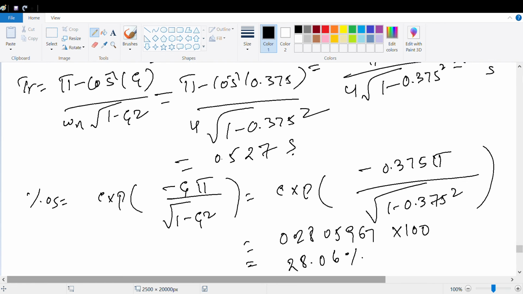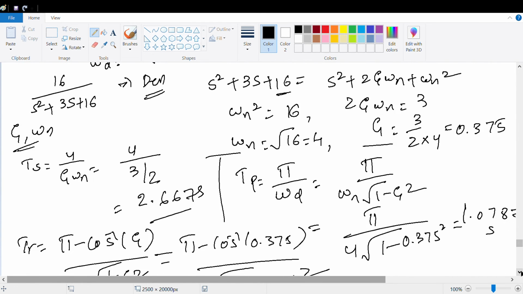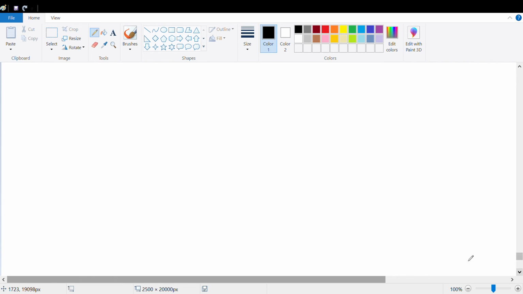So this is just a formula based question. We know the formulas and we just have to plug in those values, and we need to find the other values: rise time, peak time, percentage overshoot, and settling time. And the next question is the 16th one.